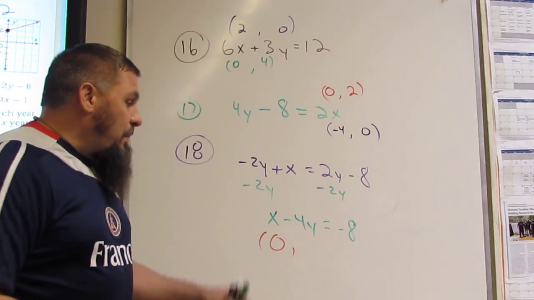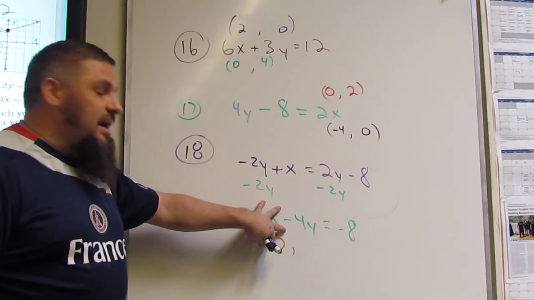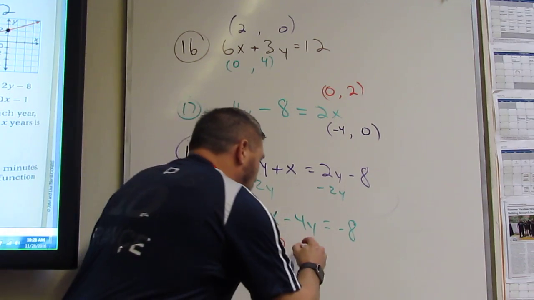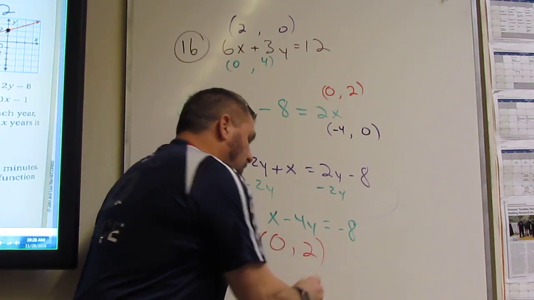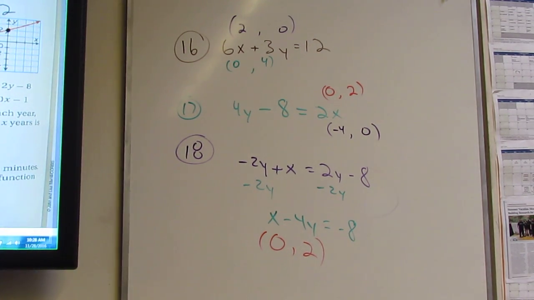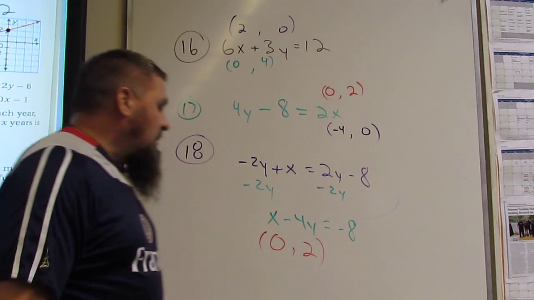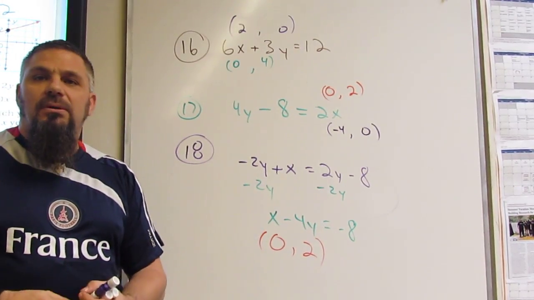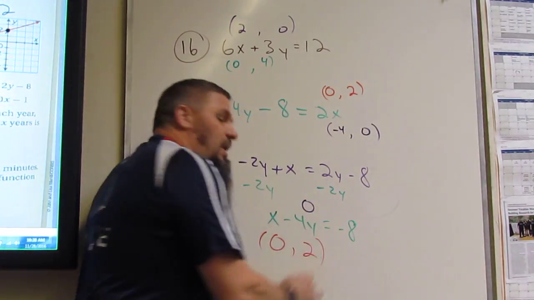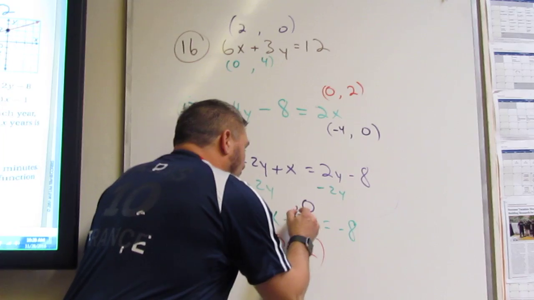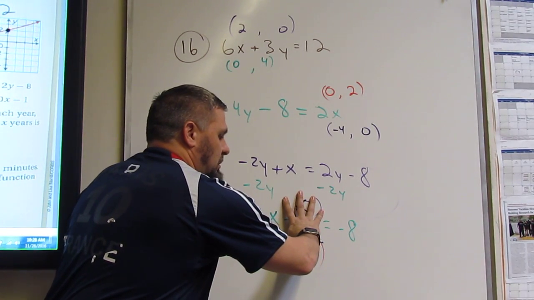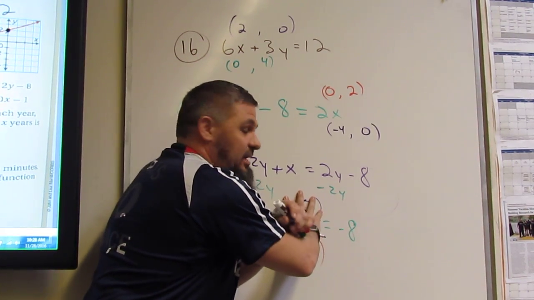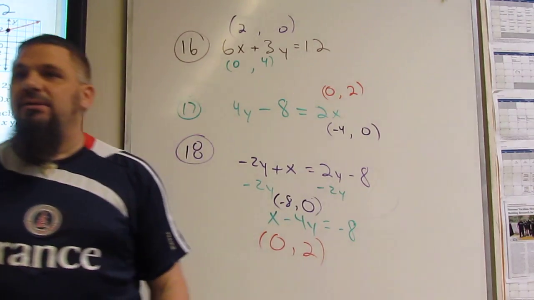Okay? So when I plug in a 0, what that does is it covers up the x. And I just have to ask myself, what times -4 is -8? And that's 2. When I want to figure out the y-intercept, okay? So this is telling me what the y-intercept is. If I want to find the x-intercept, what do I do? Plug in a 0 for y, right? Okay? And that cancels out this. And so I figure out what x equals: -8. And it has to be -8, right?